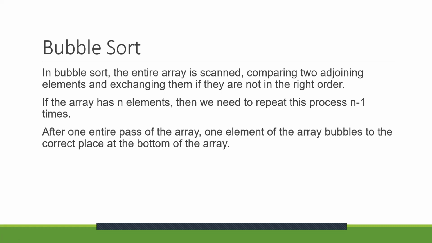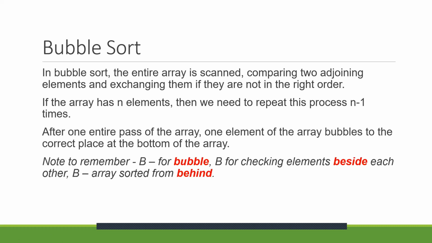After one pass of the array, one element of the array bubbles to the correct place. Which is the correct place? At the bottom or the behind of the array. That element reaches its correct place after one pass of the array. Okay, this is just for you to remember. B for bubble, B for checking elements which are beside each other, and B to know that the array will get sorted from behind.